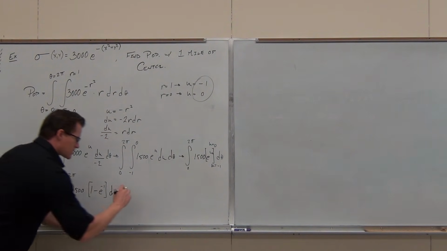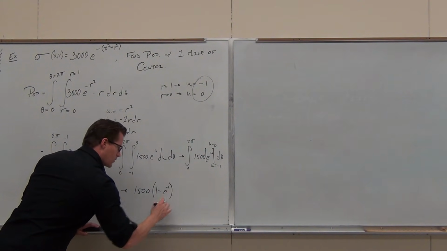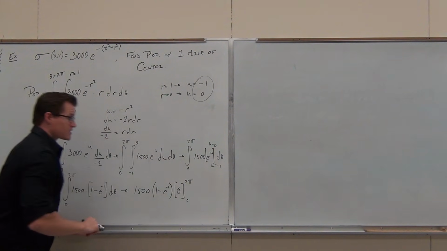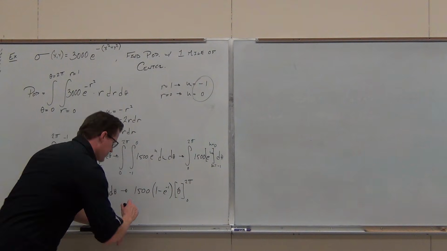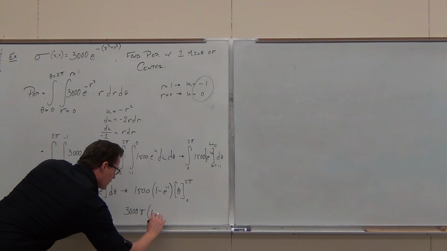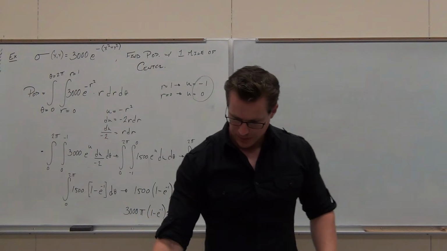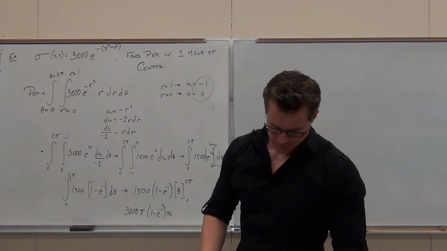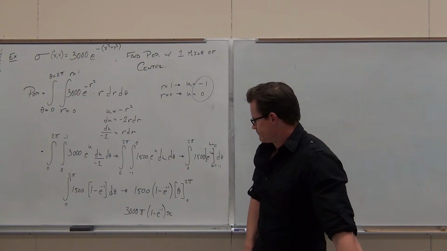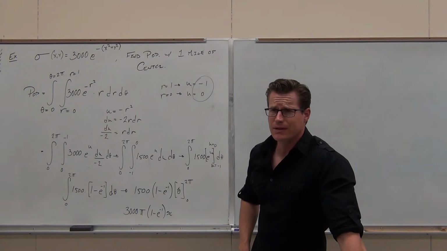Last one, hey, we just got a theta. So we're going to have all this stuff, 1500, 1 minus e to the -1, or 1 over e, theta, and theta is going from 0 to 2 pi. So basically take all this stuff, multiply by 2 pi. So 3,000 pi times 1 minus e to the negative 1, or 1 over e.